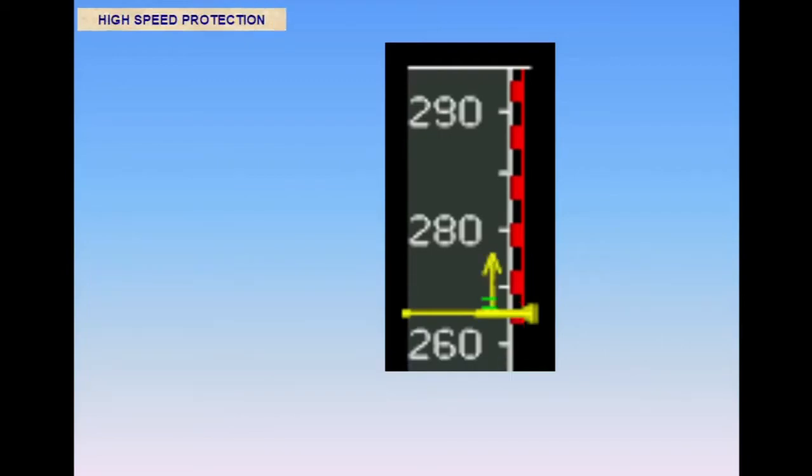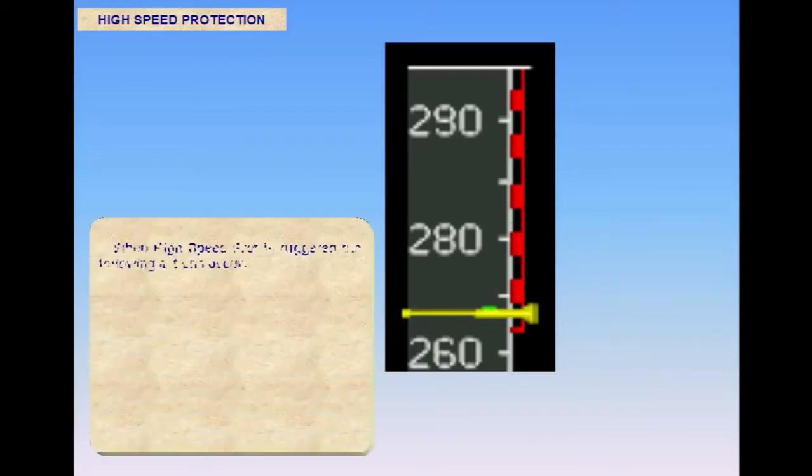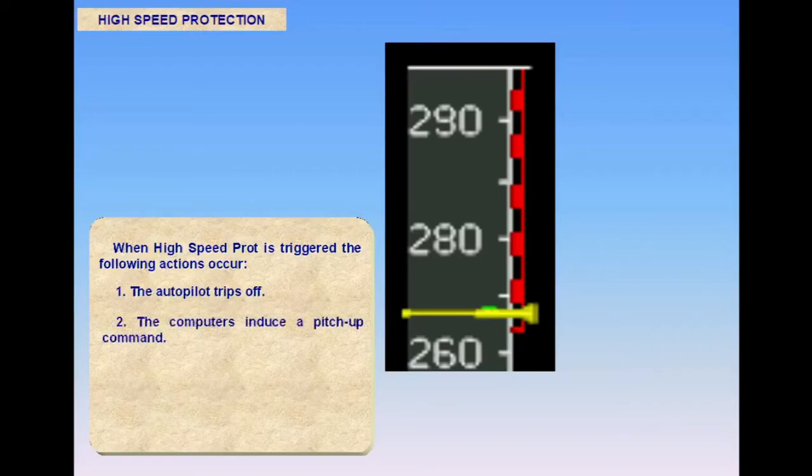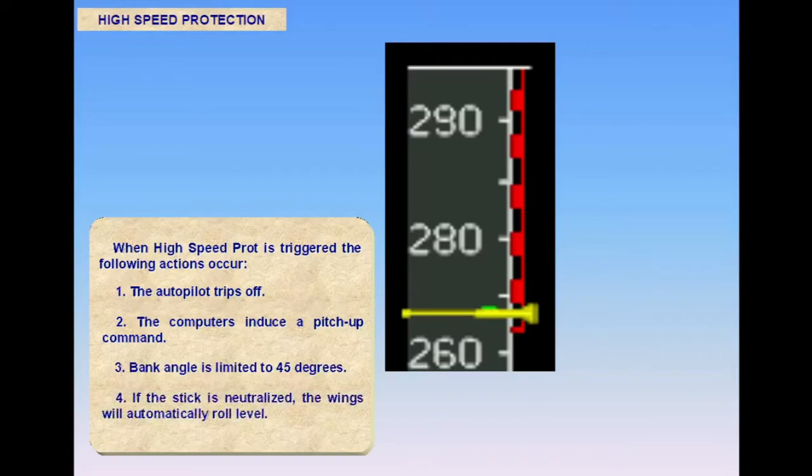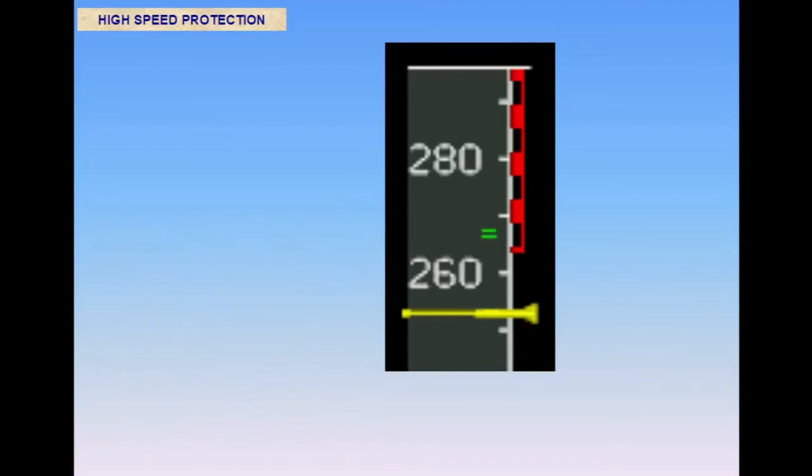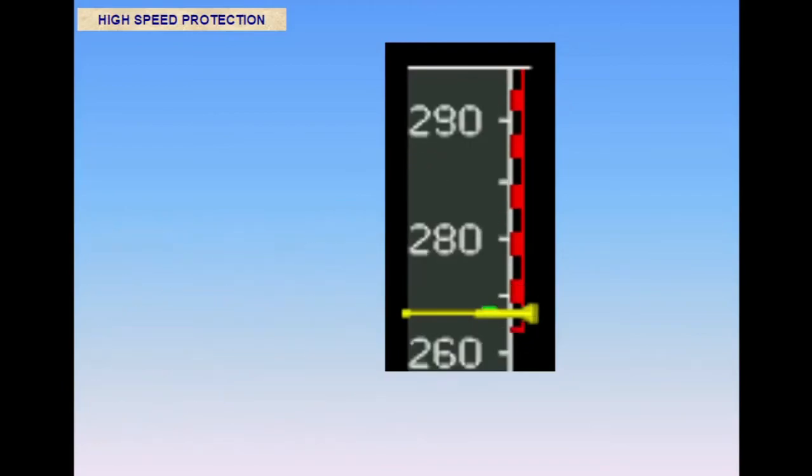When high-speed protection is triggered, the following actions occur. 1. The autopilot trips off. 2. The computers induce a pitch-up command. 3. Bank angle is limited to 45 degrees. 4. If the stick is neutralized, the wings will automatically roll level. If high-speed protection has been triggered, the pilot cannot override the automatic pitch-up.